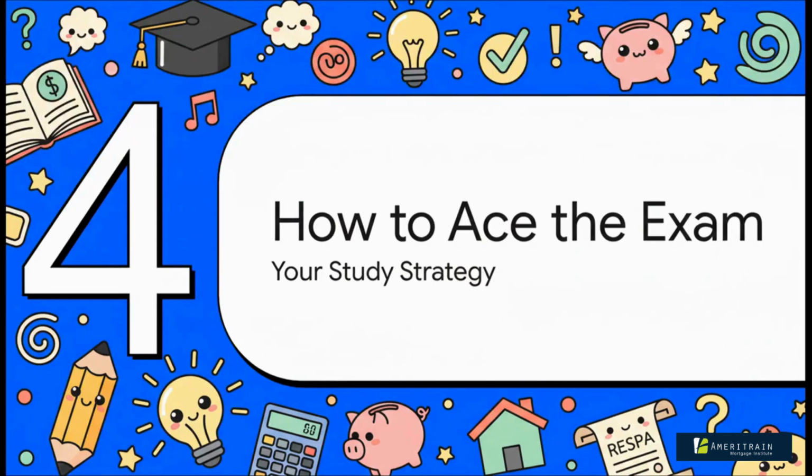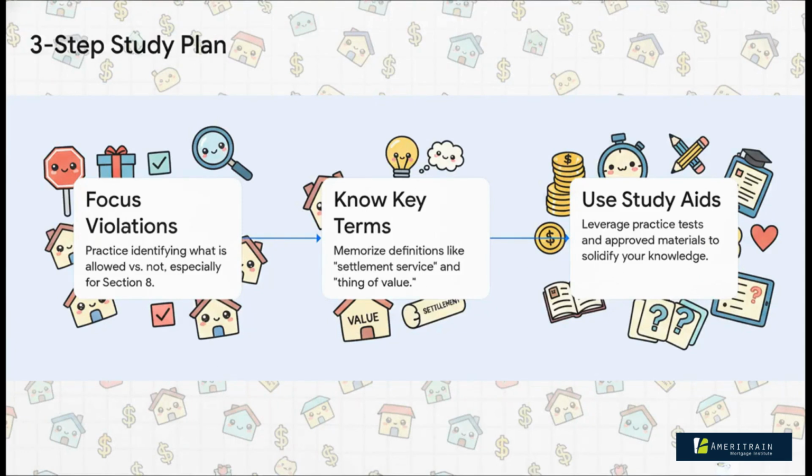Okay, Section 4. How to ace the exam. This is your study strategy. We've covered the core concepts, right? So let's wrap this all up with a simple, but really powerful, strategy to lock this stuff in and totally ace those RESPA questions. Here it is, your 3-step study plan. Step 1, focus on the violations. Get obsessed with them. Practice identifying what's allowed and what's not, especially under Section 8. Constantly ask yourself, is this a referral fee?